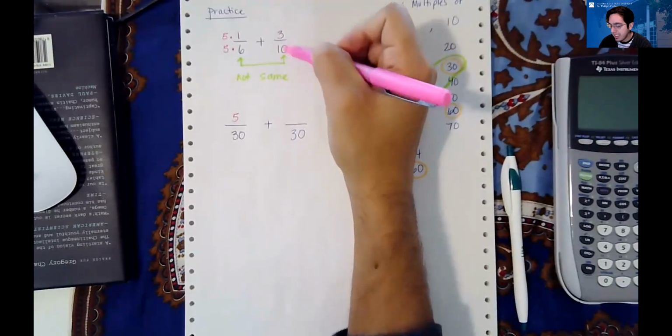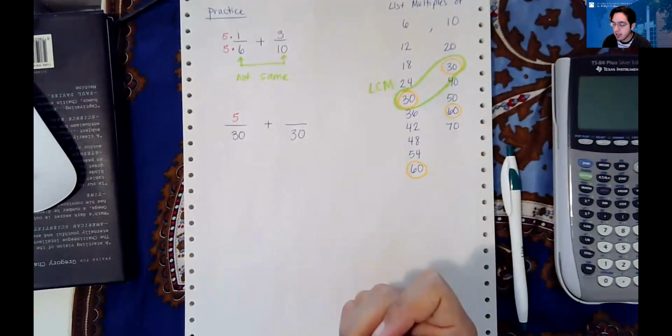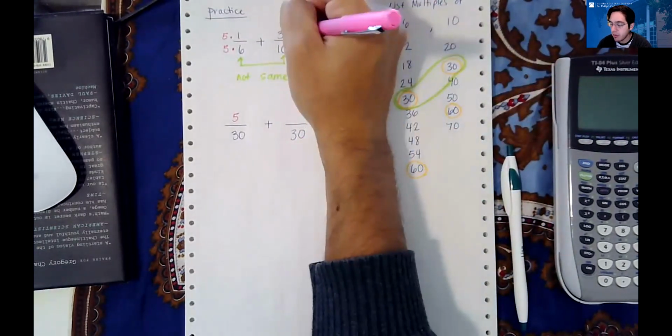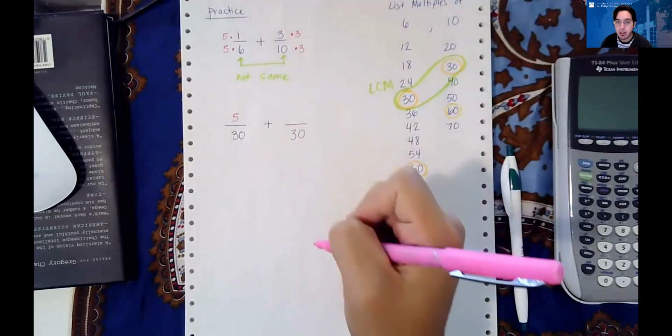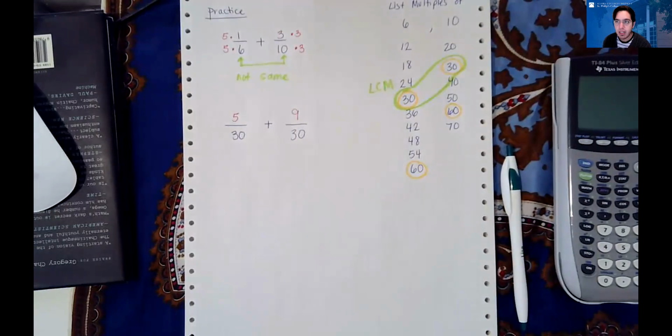Over here, I need 10 to change into 30 somehow. What do I need to multiply by 10? 3. So I'll multiply 3 on the bottom here, which means I have to multiply 3 on the top as well. 3 times 3 is 9. There's my equivalent fraction with the new denominator. Does anybody have any questions there?